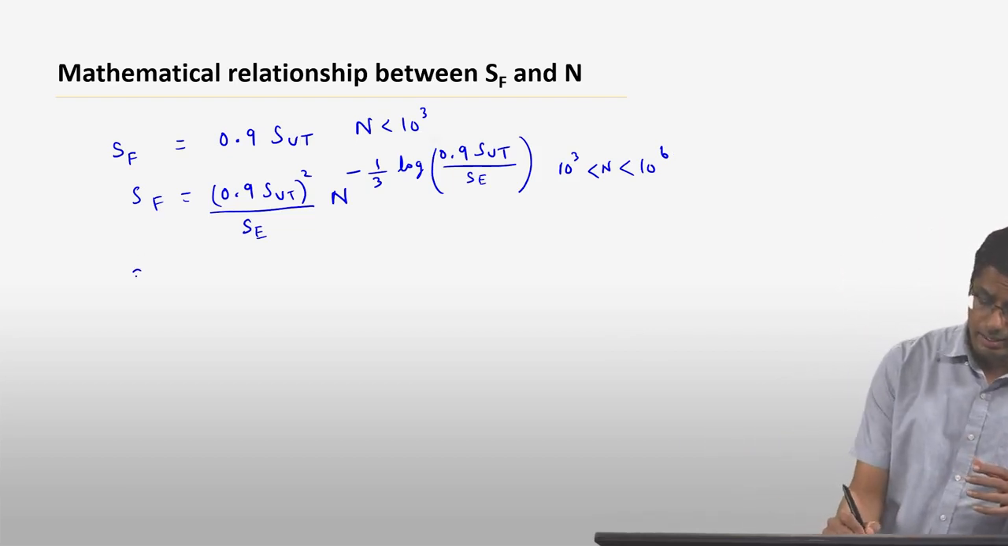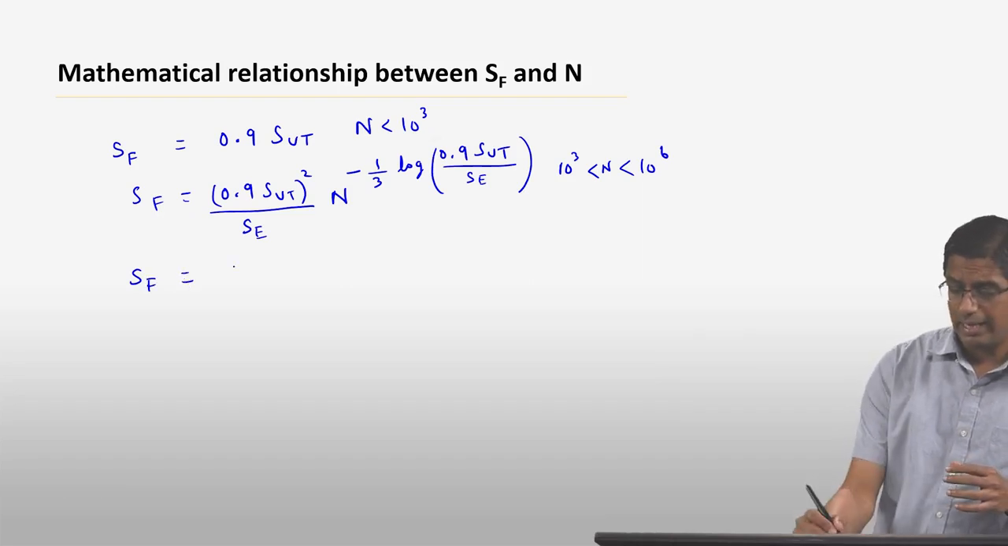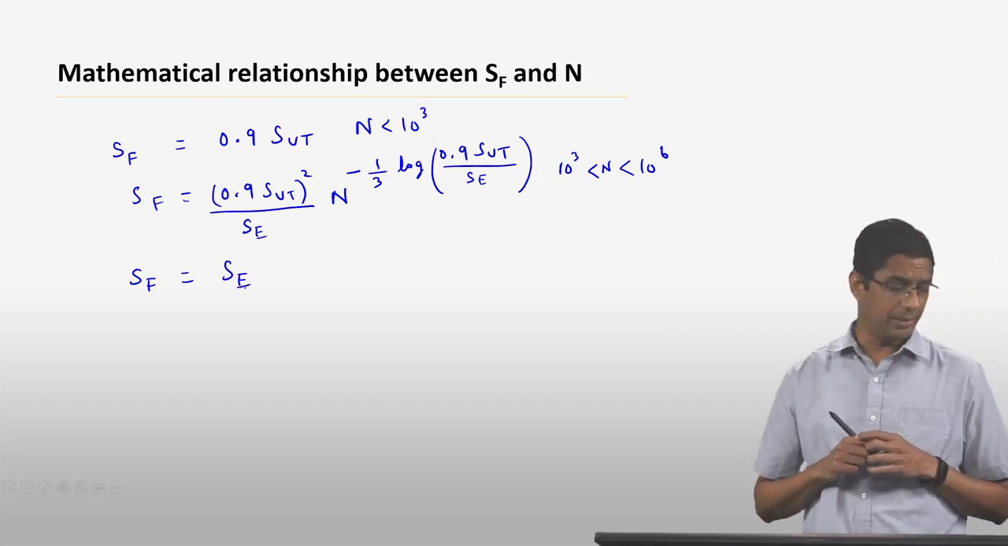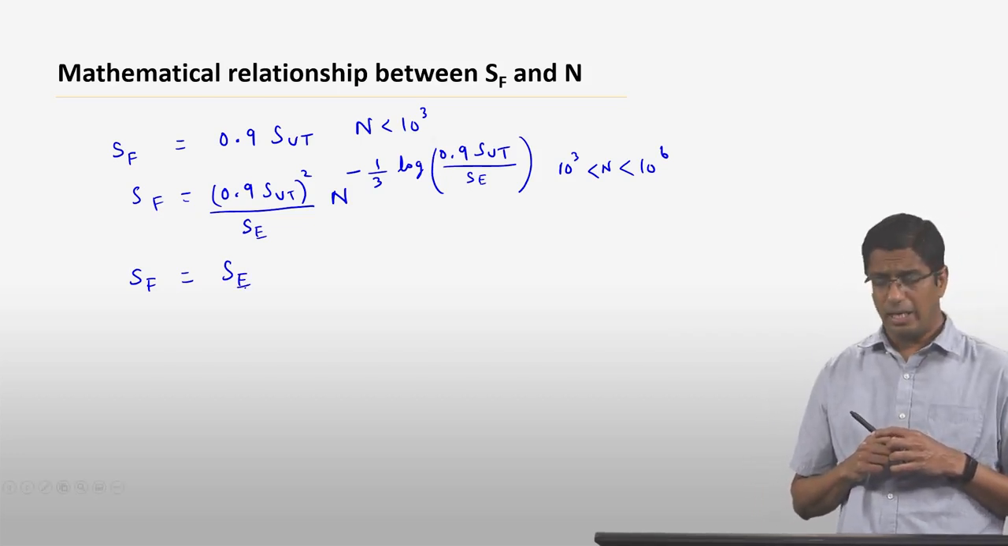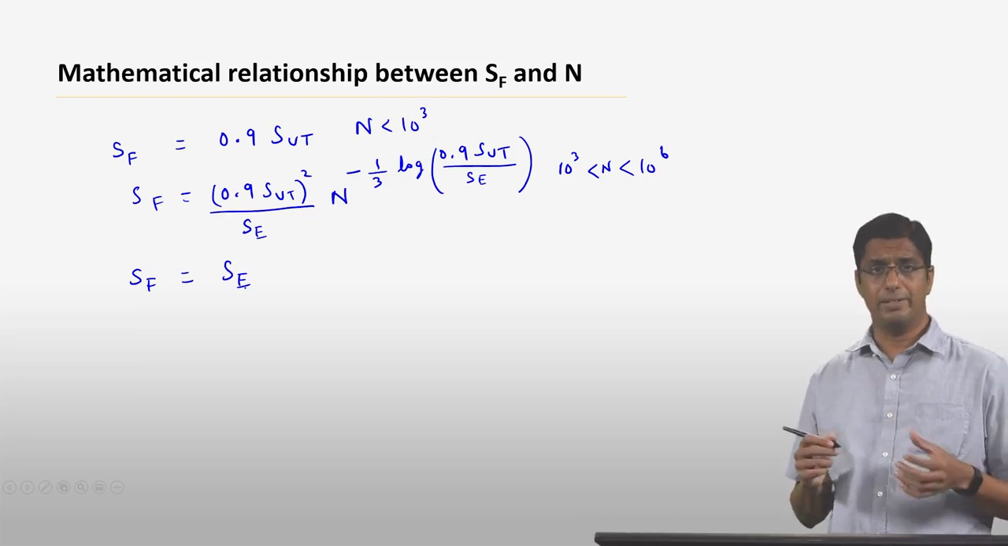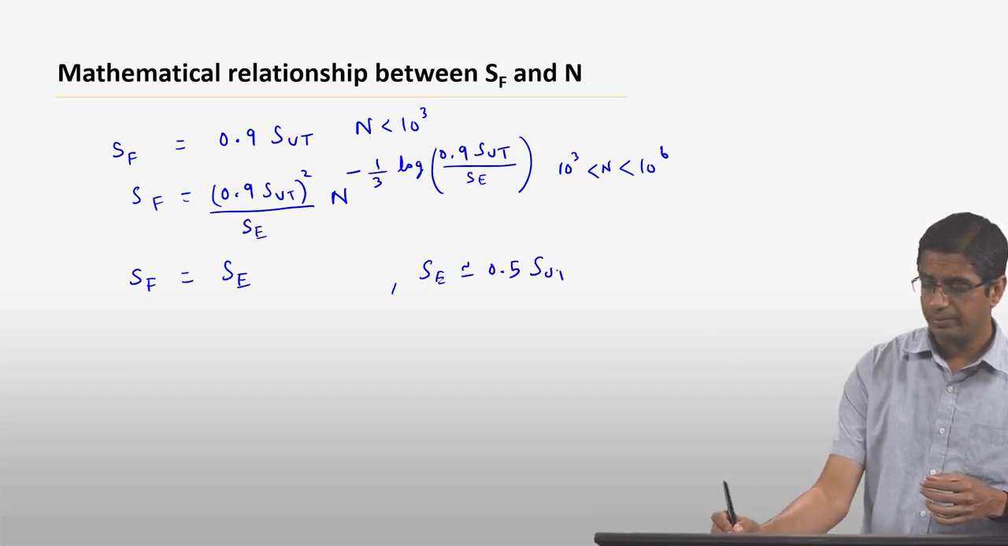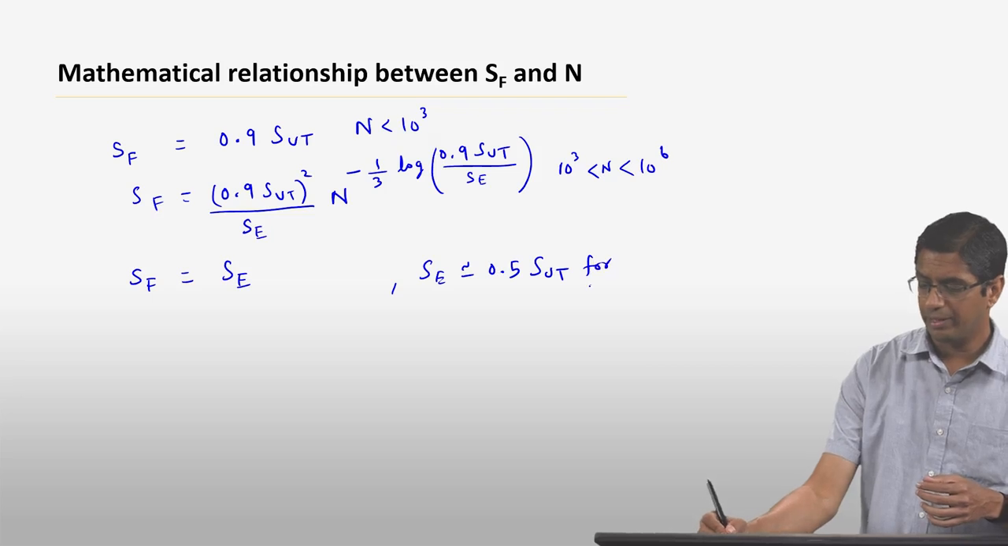And for N greater than 10^6, SF is basically equal to SE, which is the endurance limit. For many of the steels where the endurance limit applies, this SE is approximately equal to 0.5 times SUT. This is typically for steels.